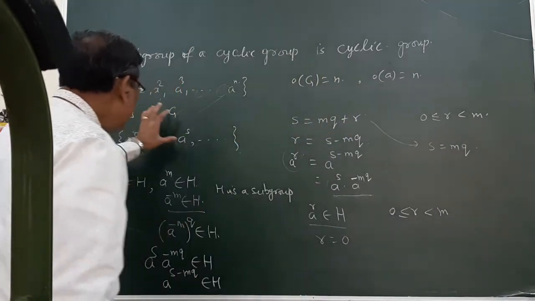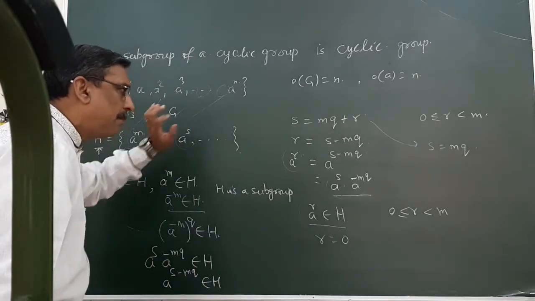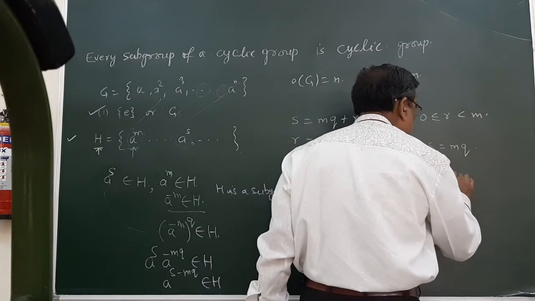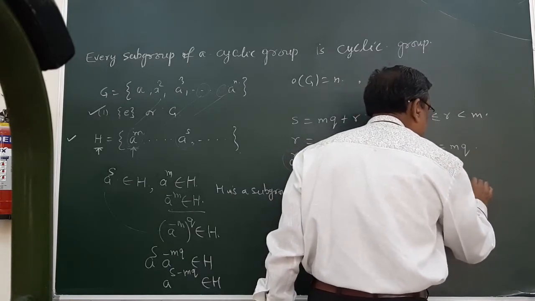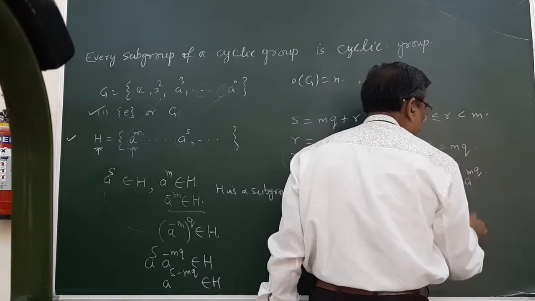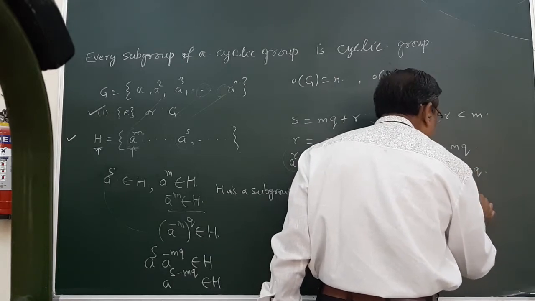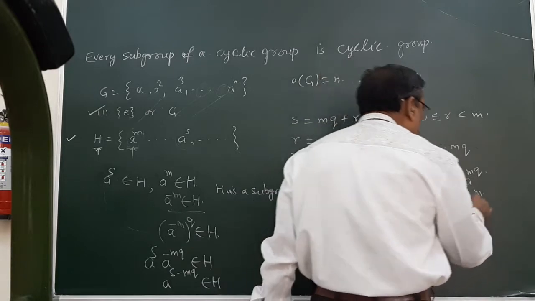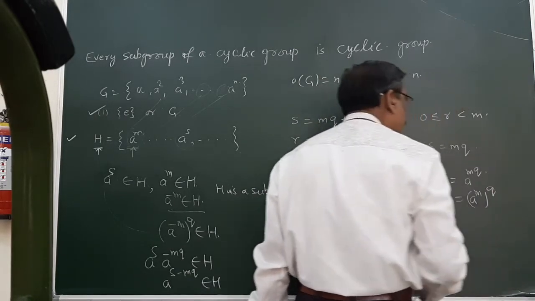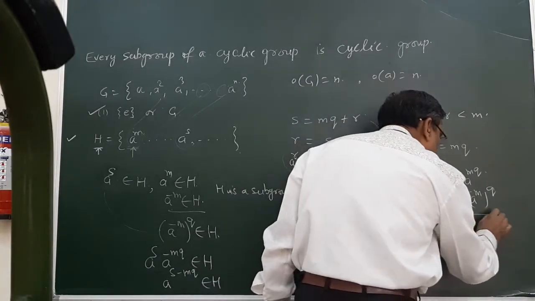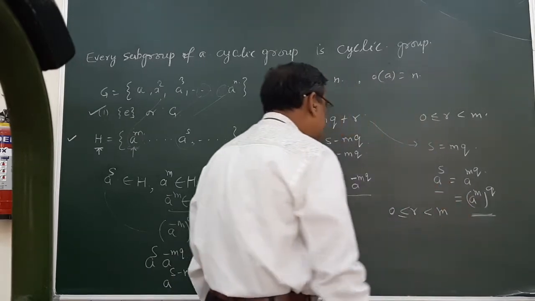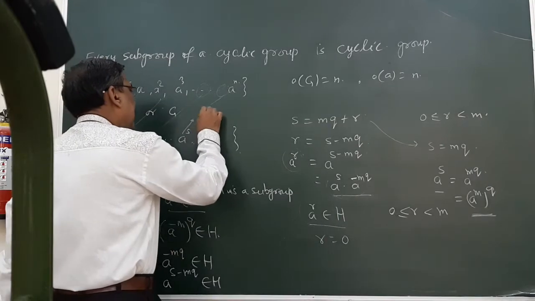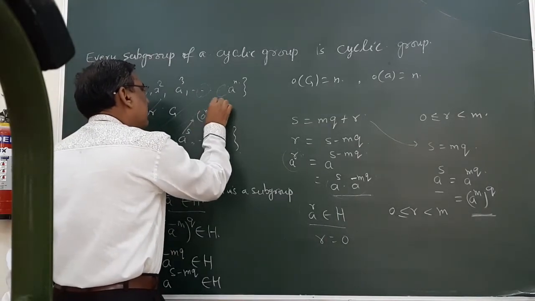Now, any member of this subgroup, A raised to the power S, can be written as A raised to the power n cube. And A raised to the power n cube means A raised to the power n, all raised to the power q. So from here we notice that this element can be written as A raised to the power n, raised to the power q.